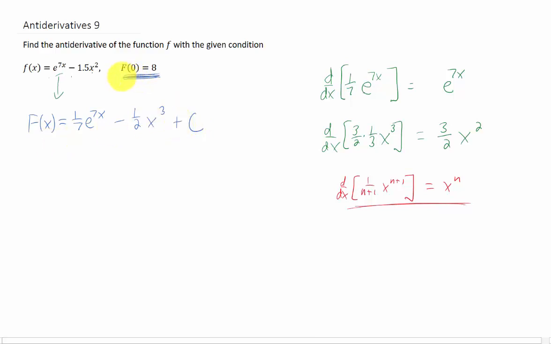The last thing that we need to do is satisfy this initial condition right here, which says that f of 0 has to be 8. That's capital F of 0 has to be 8. So that just means if I plug in x equals 0 into this function, I should get 8. Well, let's see what we get.